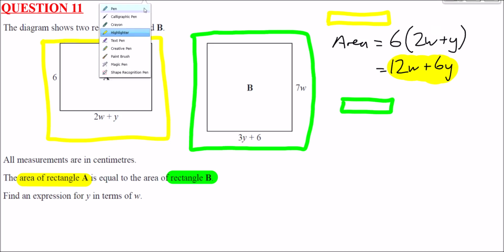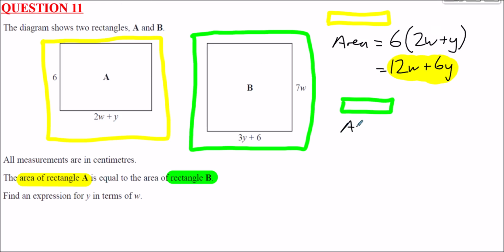the area of this one, same formula, it's still the length times the width, but this time it's going to be 7w times by 3y plus 6. And again, if we expand this out, 7 times 3 is 21, w times y is wy, and then finally 7w times by 6, 7 times 6 is 42, so 7w times 6 is 42w.